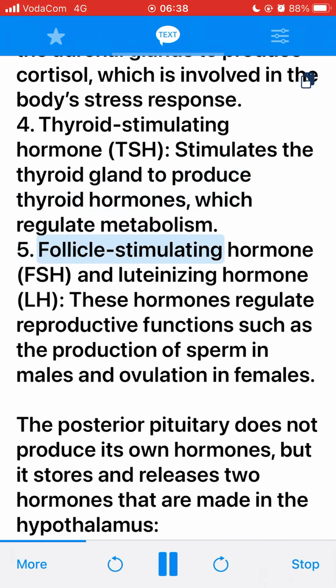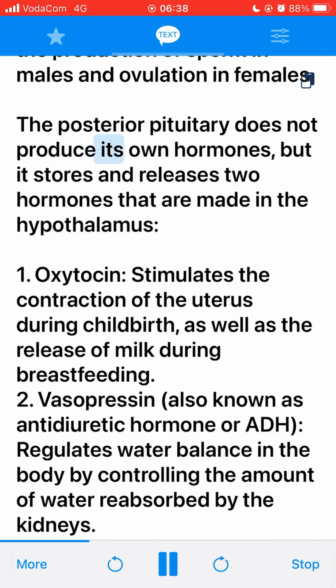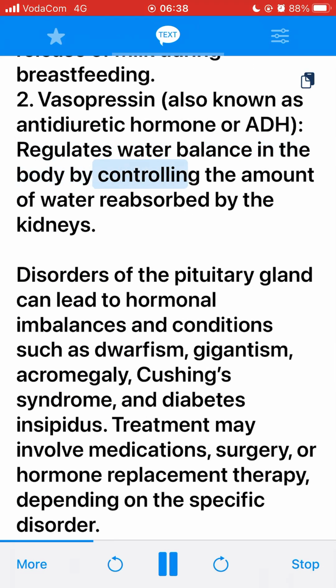5. Follicle-stimulating hormone, FSH, and luteinizing hormone, LH. These hormones regulate reproductive functions such as the production of sperm in males and ovulation in females. The posterior pituitary does not produce its own hormones, but it stores and releases two hormones that are made in the hypothalamus. 1. Oxytocin stimulates the contraction of the uterus during childbirth, as well as the release of milk during breastfeeding. 2. Vasopressin, also known as antidiuretic hormone or ADH, regulates water balance in the body by controlling the amount of water reabsorbed by the kidneys.